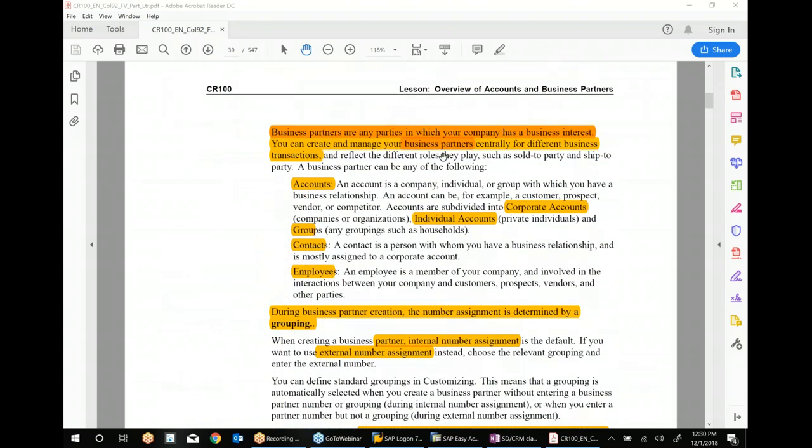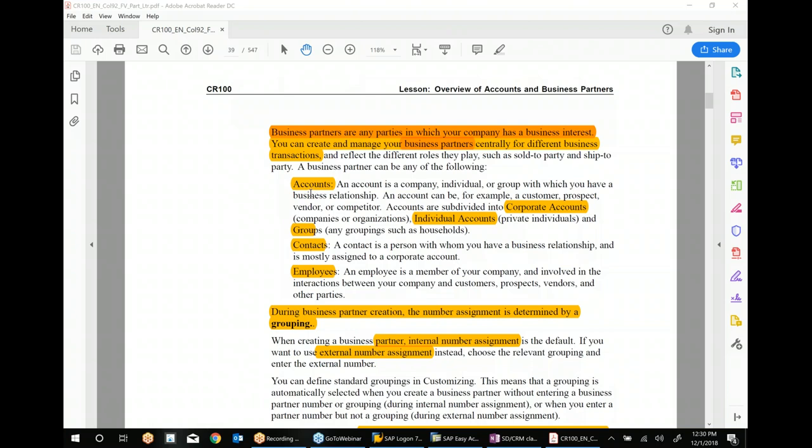So what is a business partner? A business partner is an account, is a customer. My sold-to party is my business partner. Ship-to party is my business partner. Payer is my business partner. My vendor is a business partner. So business partner is a very broad concept. Anybody who is part of my business is my business partner.